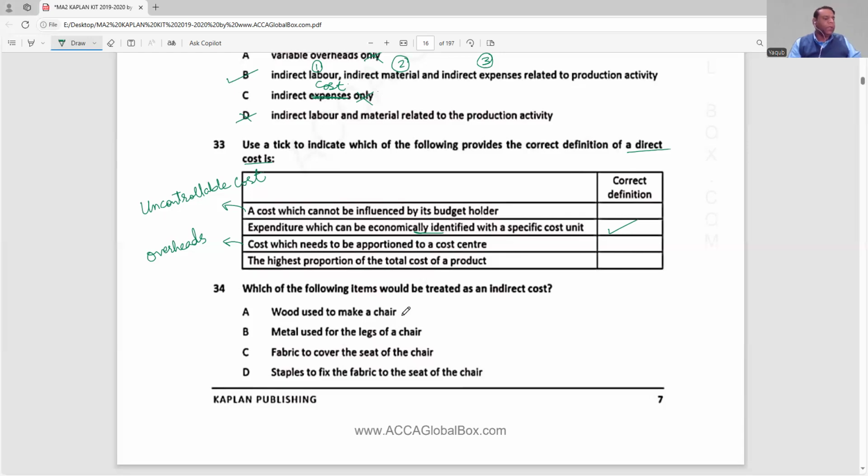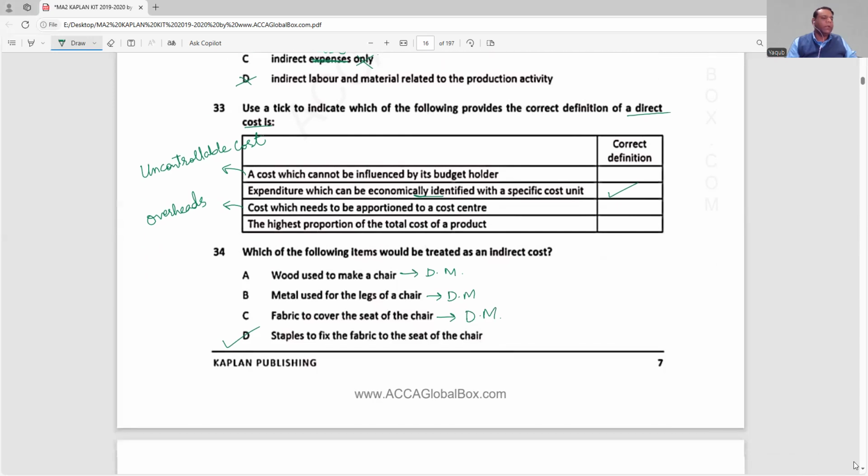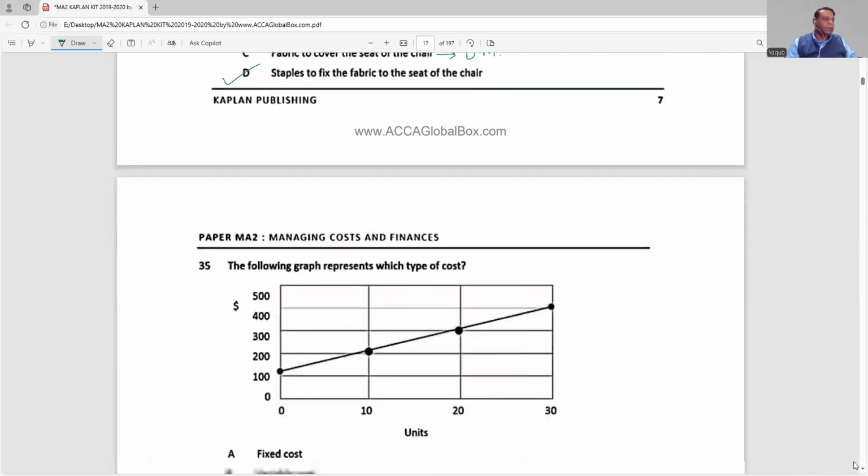Wood used to make a chair is direct material, so it is part of the direct cost. Metal used for the legs of a chair, again it is direct material, part of direct cost per unit, prime cost per unit. Fabric to cover the seat of the chair is easily traceable, so it is direct material. Staples to fix the fabric to the seat of the chair are called what? They are production overheads or indirect cost, because they are not easily traceable. Staple is an immaterial cost, not a significant cost, and it is part of indirect cost.